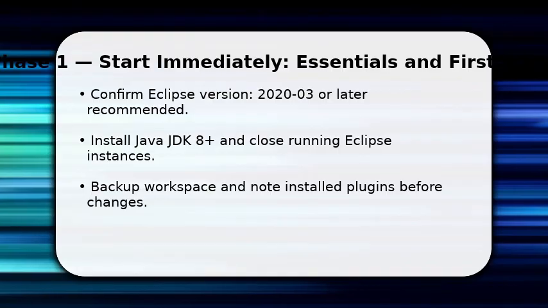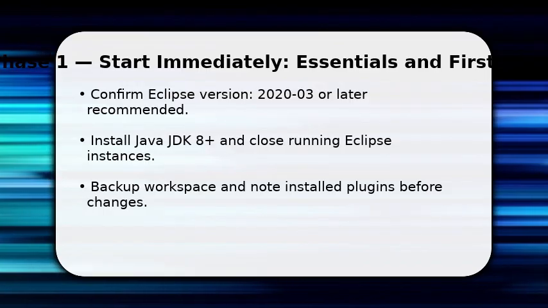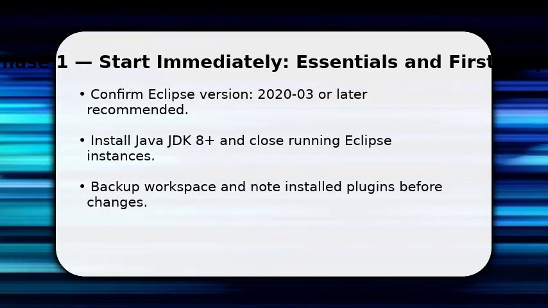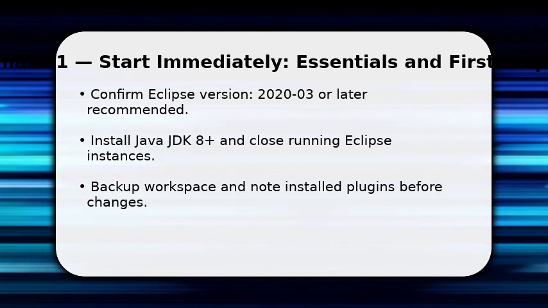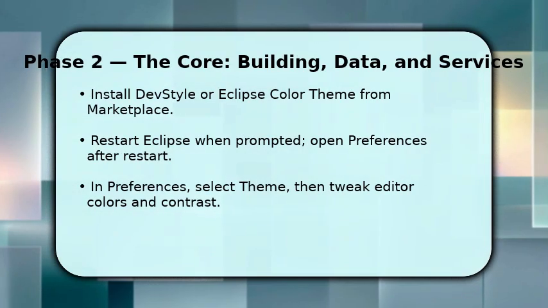Now launch Eclipse and open Help, Eclipse Marketplace to search for dark theme support or the Dev Style plugin. You're starting practical steps immediately. Installing the theme plugin is faster and more reliable than manual CSS edits, so proceed to add it now and accept any security prompts. You will install the chosen theme.